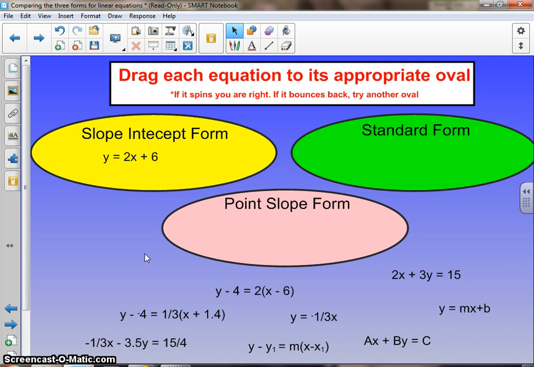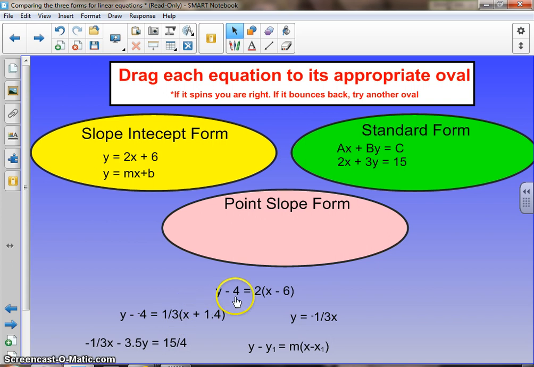Nice job, thank you. What other ones? Oh, I remember this one here. AX plus BY equals C. That is standard form. So that one goes up here. I hope you got that one right. And I know this one, y equals mx plus b. That is slope intercept form. Let's see, this one also looks a lot like that. That matches up, so that must be right. Oh, I got that from Miss Oberly.